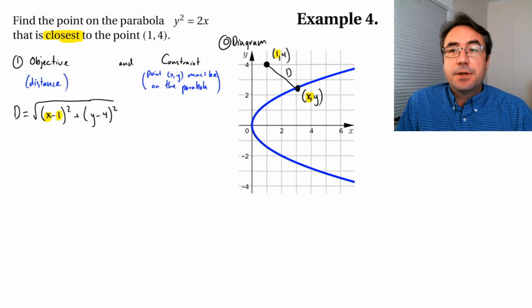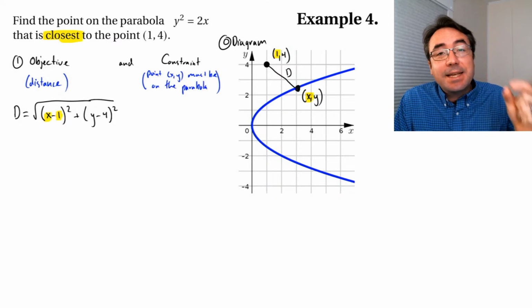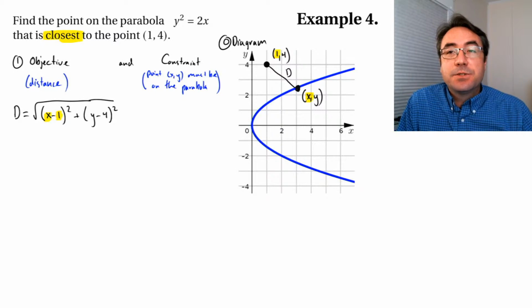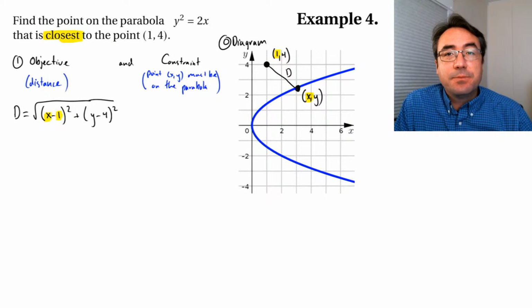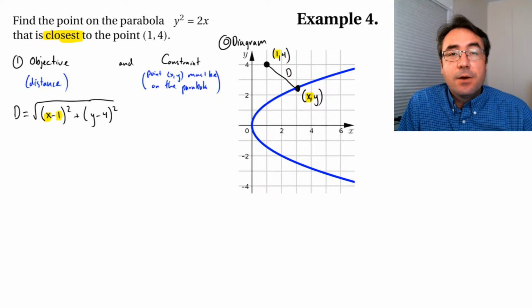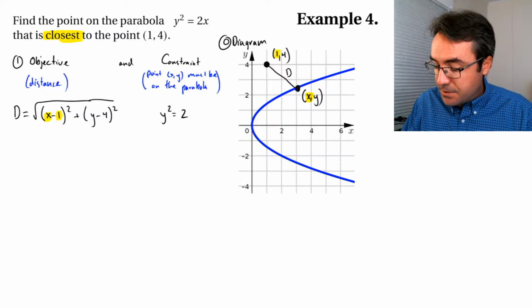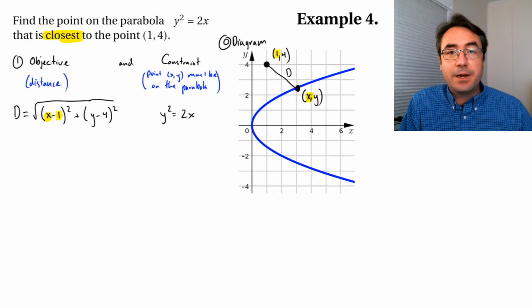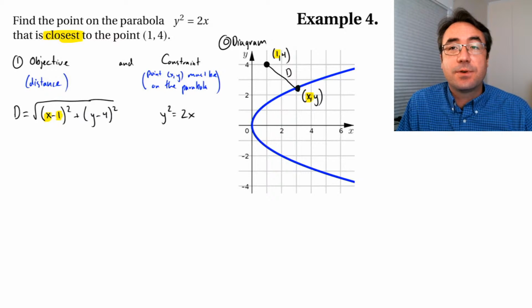So as we look at this parabola, any point that we pick has to fall on that parabola. So the variables x and y, whatever they're going to be when we maximize or minimize this distance function, they have to satisfy that equation for the parabola. So our constraint equation is y squared equal to 2x. No matter what we pick for x and y, ultimately, it has to satisfy that constraint. They have to be on the parabola.